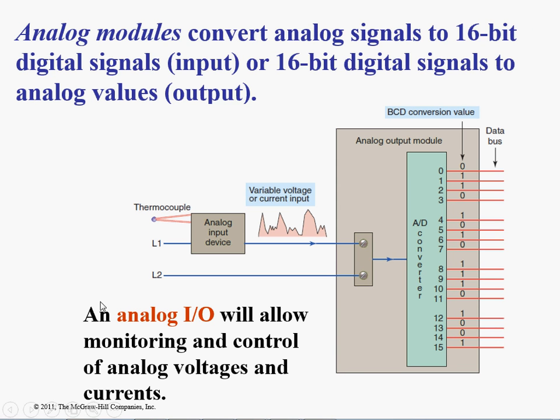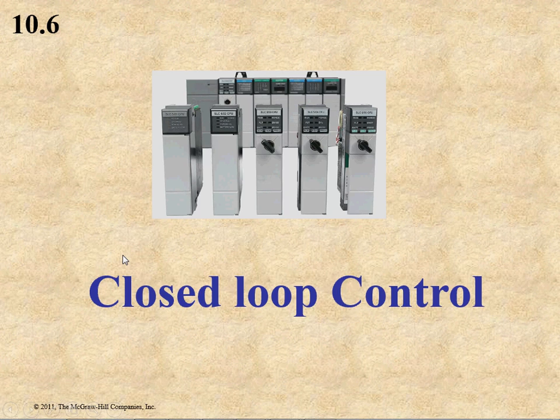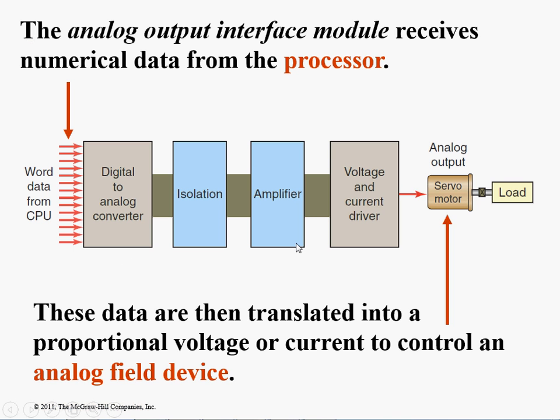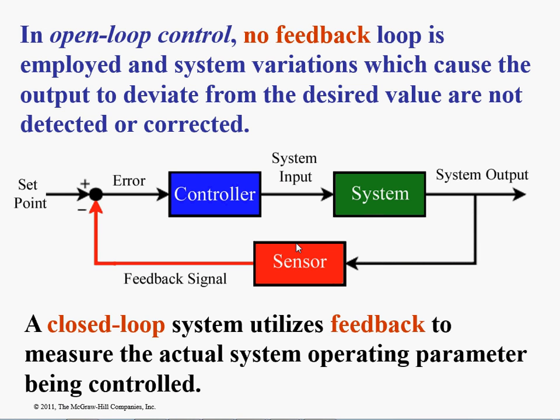Analog modules, you know how those work. You can use them to monitor the value of an analog module, just like I told you about monitoring the temperature of an oven. We have a closed loop control. Here we have a controller. We're monitoring a value. We get a feedback system.